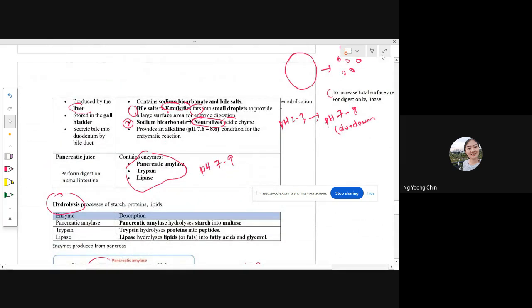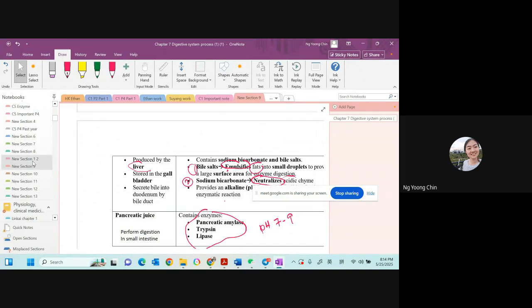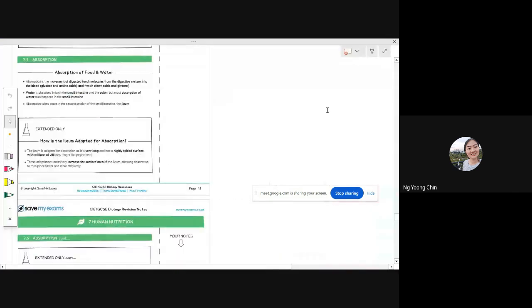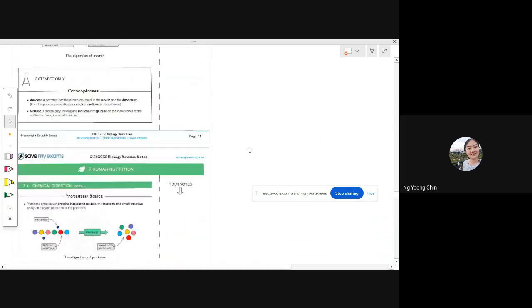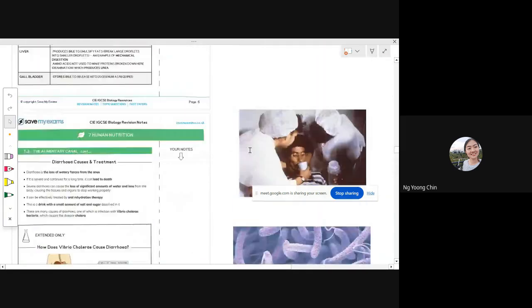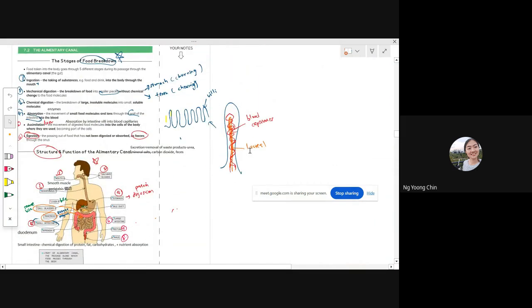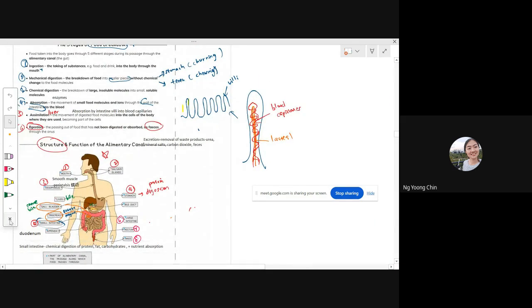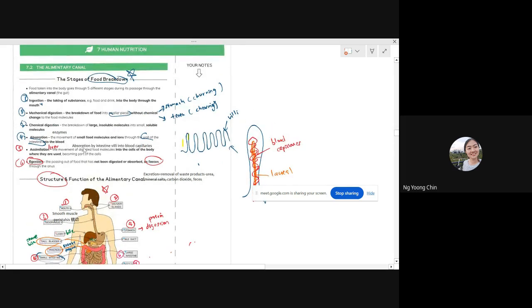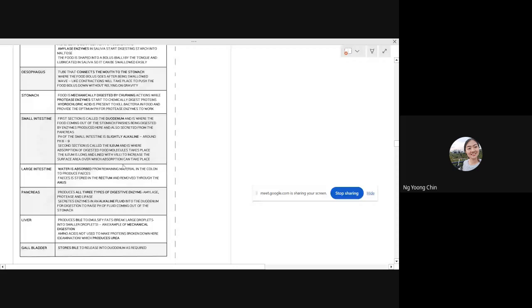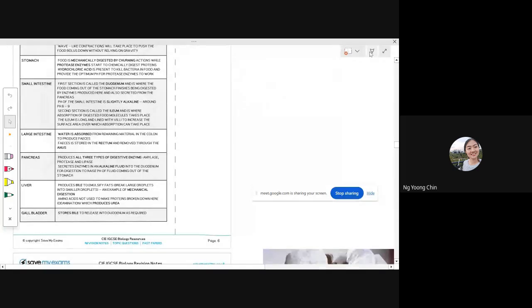Okay, so now we get back to the exam note. Please open this note again. So now you already know about the whole process of food breakdown, starting from ingestion, digestion, absorption, and then now we look at assimilation later. Today we learn about assimilation. This is what I told you just now. You can have a read later.